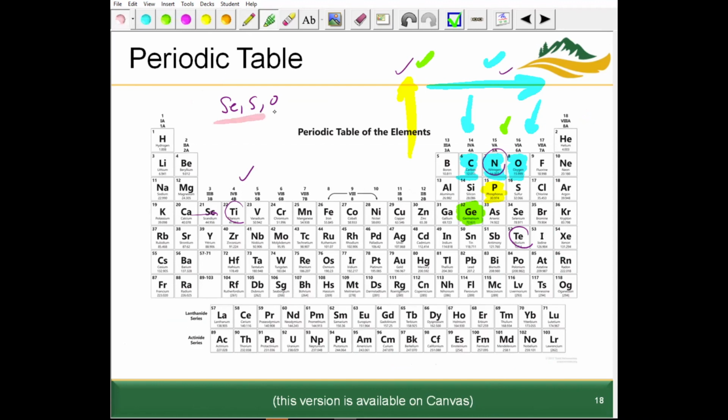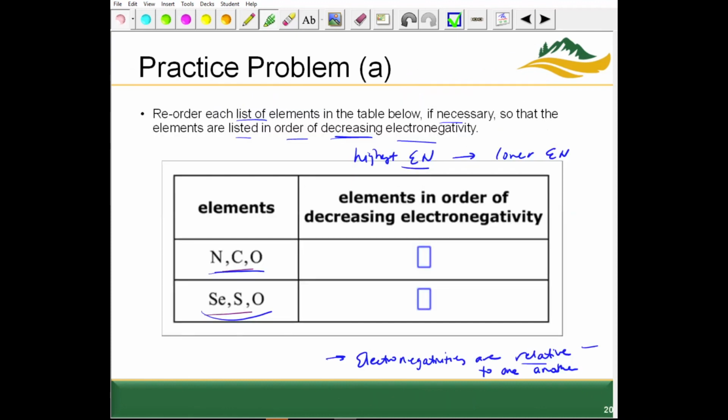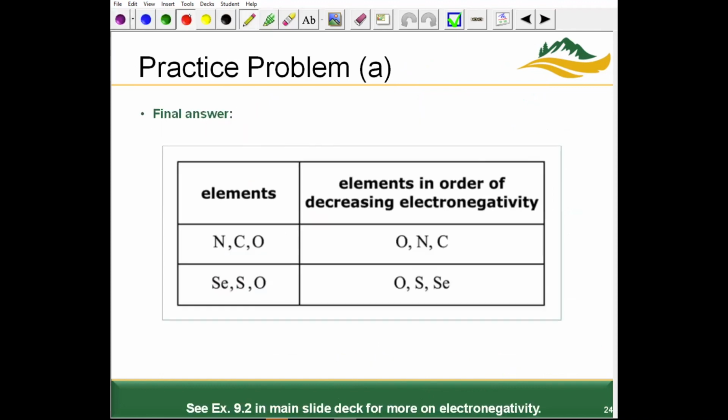So we're also looking at S, Se, and O. That's for our second problem here in this practice problem. So here's sulfur, here's selenium, and here's oxygen. If electronegativity increases going up a group, we know that selenium will have the lowest value, oxygen the highest. So we're told to list these from highest to lowest values. Highest is going to be oxygen, then sulfur, then selenium. So here's oxygen, sulfur, then selenium.